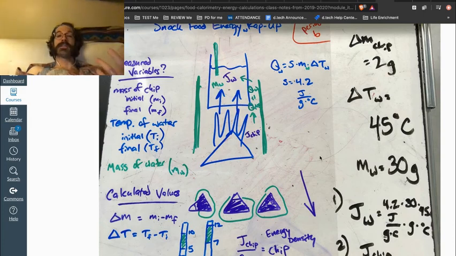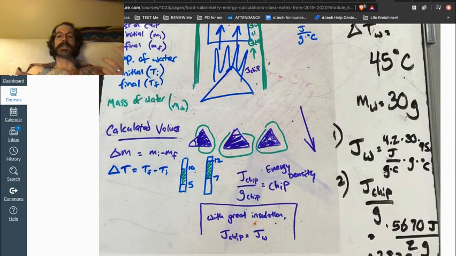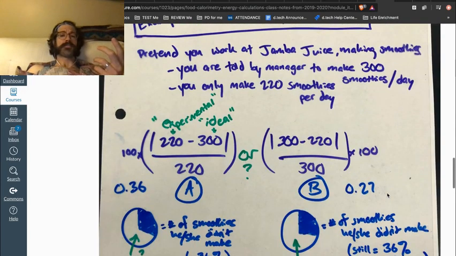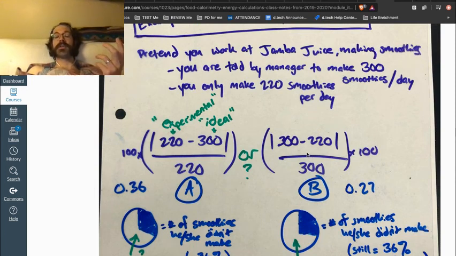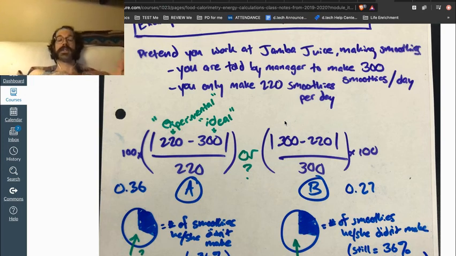Because when you have your experimental energy density, you're going to need to compare this, or put it in a formula like this. Since you're comparing experimental energy density to your known energy density, which is from the chip bag, the chip bag is measured in kilocalories or food calories.